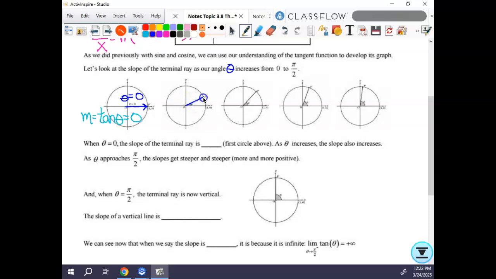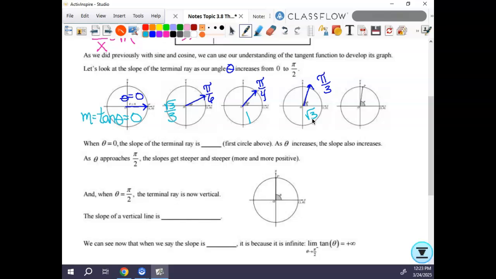So here, we'll say that the angle is pi 6. So what is the tangent of pi 6? Square root of 3 over 3, yes. And then here, this would be pi 4ths. What is the tangent of pi 4ths? 1. It's the easy one, right? And then we've got pi 3rds. What is the tangent of pi 3rds? Square root of 3. Okay.